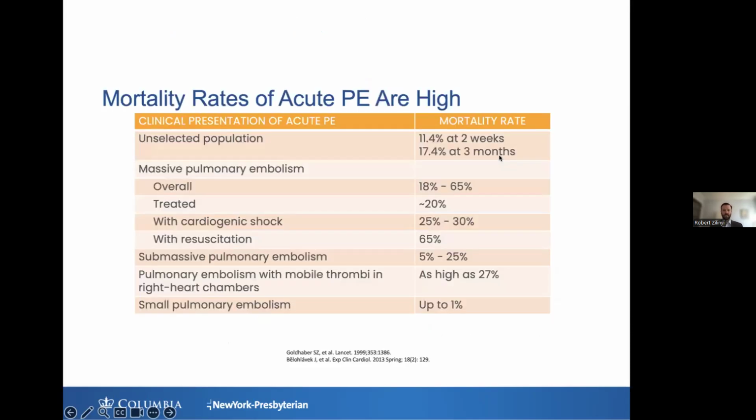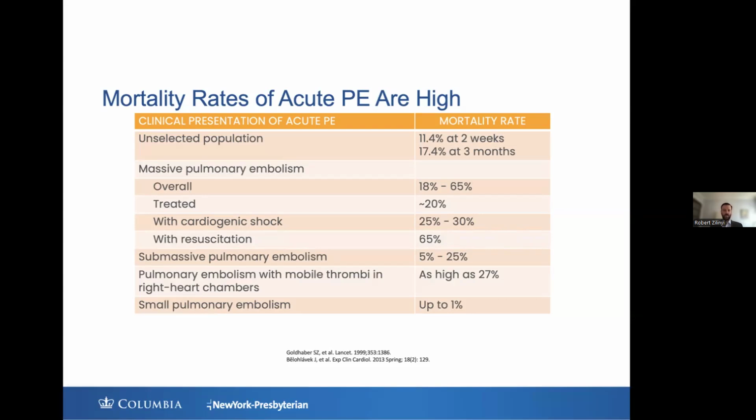So mortality rates in pulmonary embolism are high. This is why we care about it so much. In an unselected population of patients with pulmonary embolism, 11.4% of patients were dead at 2 weeks and up to 17.4% at 3 months. When we look by risk strata and we look in the massive or high-risk pulmonary embolism population, taking all comers, mortality rates range from 18 to 65%.